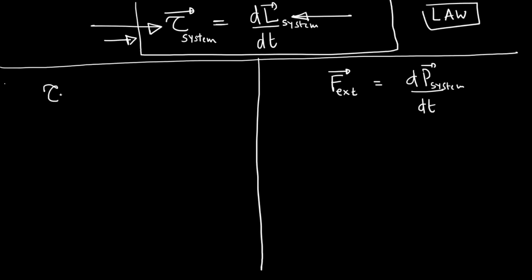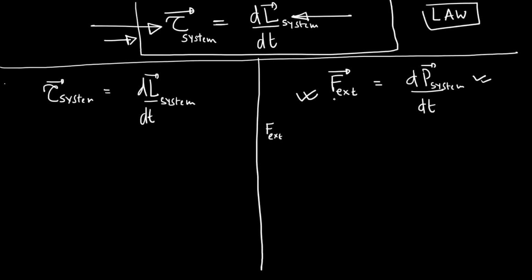So here we go again. Tau system, torque is equal to dL by dt, system. So what you need to do here is, first of all, realize the vector nature of this equation, and though we are well versed in it, maybe just write it down once here.